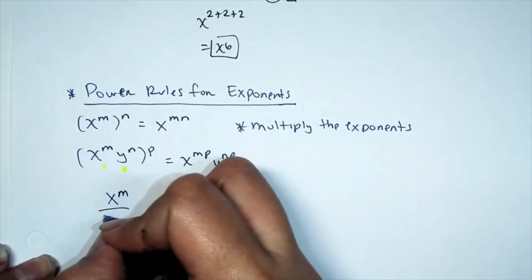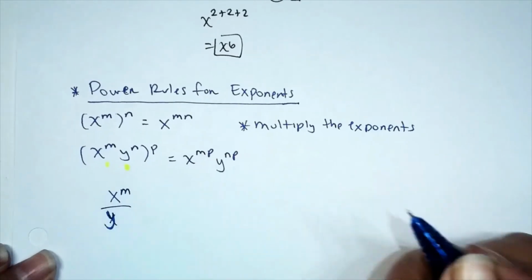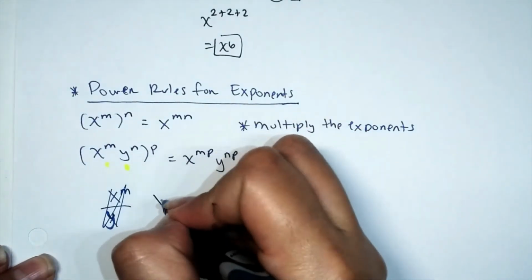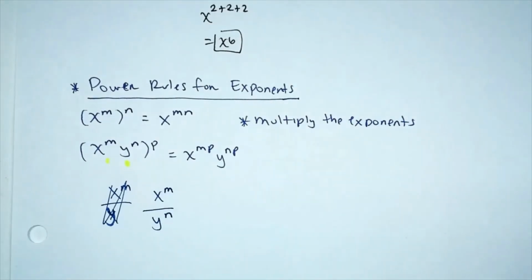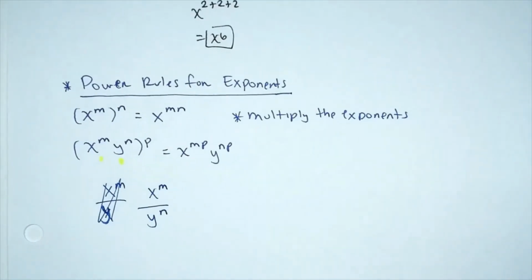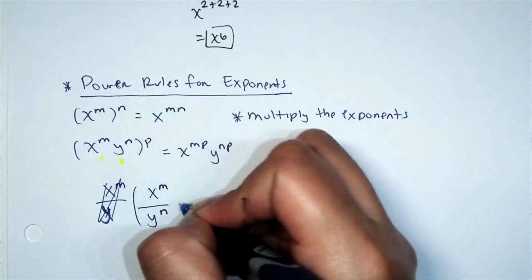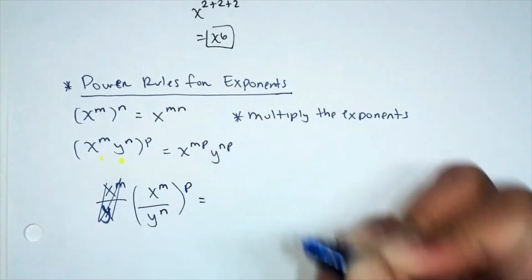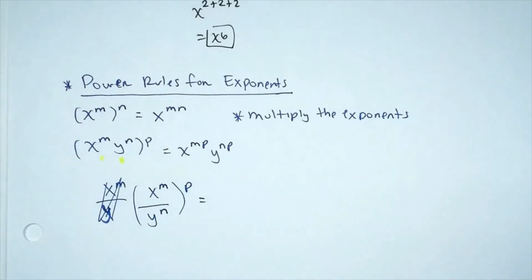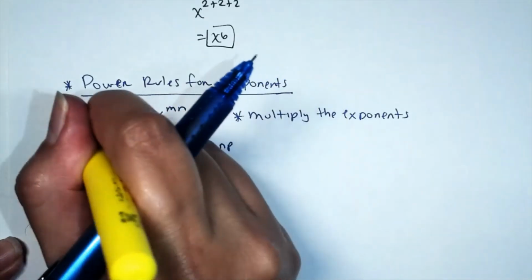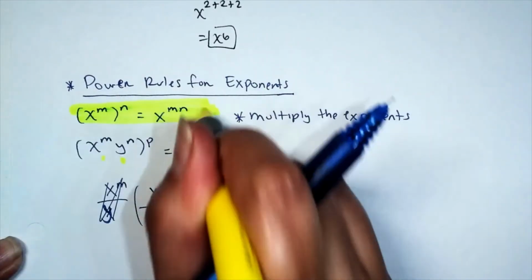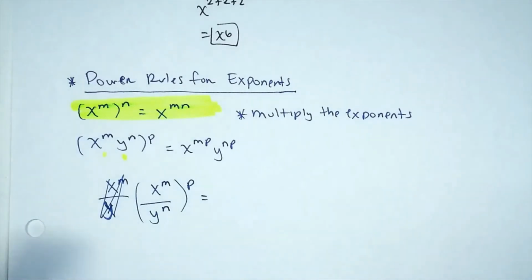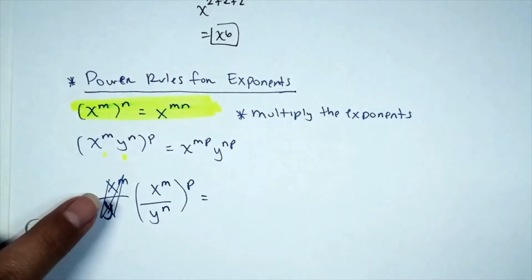Oh, not x, y. That looks weird. Okay, what if we have a quotient of factors, so x to the m over y to the n, and we're raising it to some power? Again, if you're cool with the first one, that's the only one you really have to have in the back of your mind. Hopefully it doesn't smear, and it did a little bit. It's okay. If you're cool with the first one, the next 2 should follow.